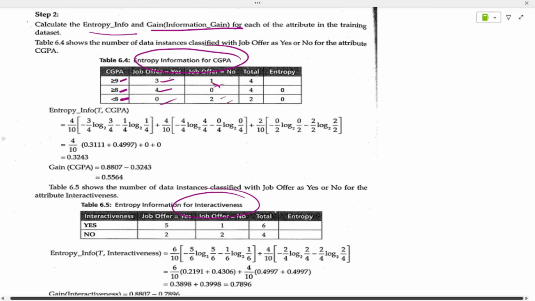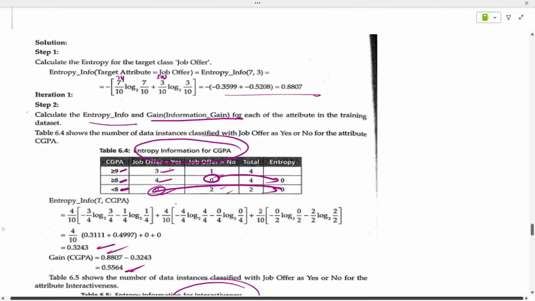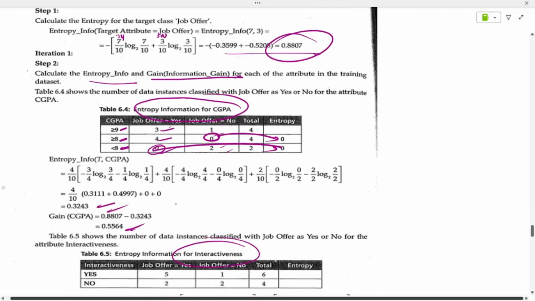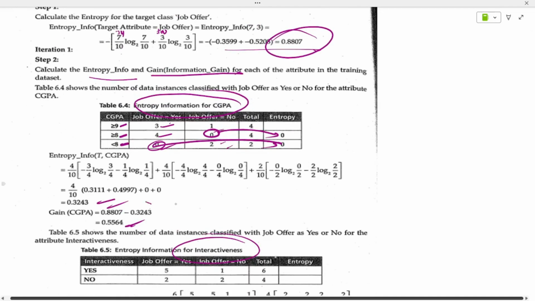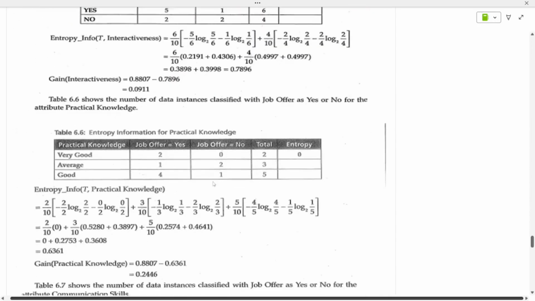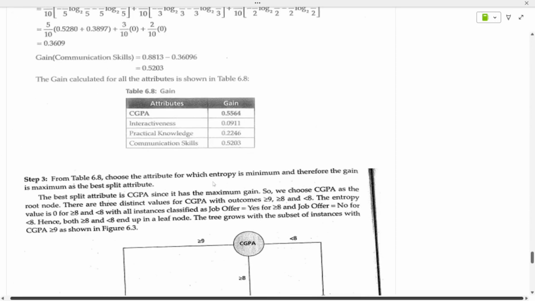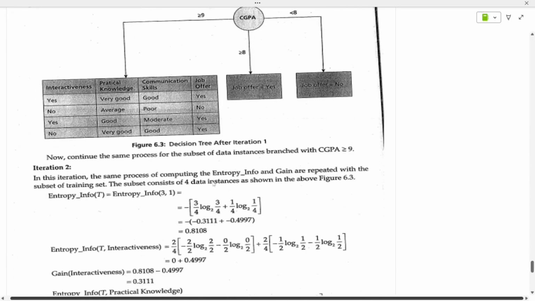See, here it is job offer is no, so here it became 0, here it is 0, and here it is 0. Again, the information gain will be 0.8807, that is the value you found out here. 0.8807 is the entropy info for job offer, minus 0.3243, that is the entropy info you found out here. We will be calculating the same way for interactiveness, practical knowledge, communication skills, and last what you will be doing is a decision tree.